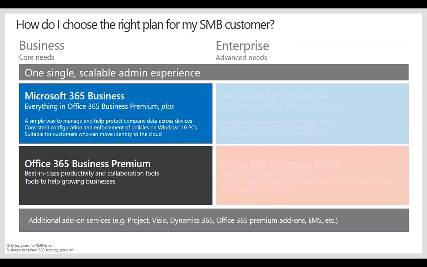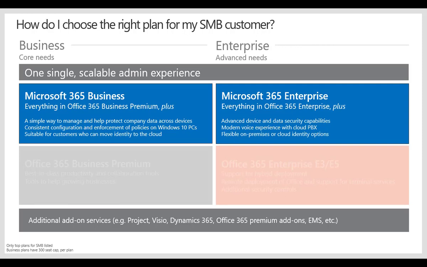Now, the addition here is the Microsoft 365 for Business. Basically, what that includes is Office 365 Business Premium plus some additional device management features, and the ability to deploy Windows 10 PCs and manage those from a single admin experience that you're used to in the Office 365 environment. Now, you'll also see there is an enterprise version of Microsoft 365. This is built on the Office 365 E3 and E5 plans, and includes advanced options such as improved data management, security, and potentially the cloud PBX functionality.